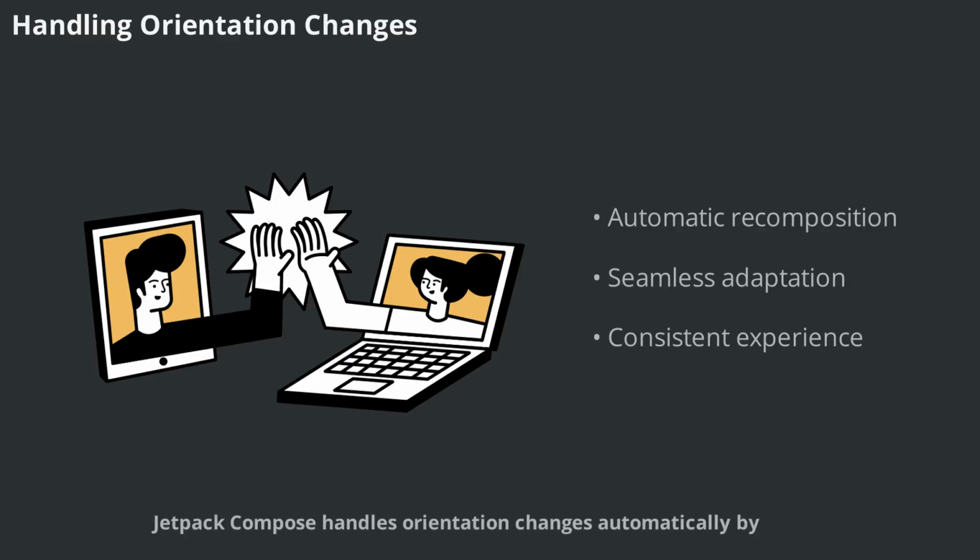Jetpack Compose handles orientation changes automatically by recomposing the UI based on the new configuration. Composable functions defining the layout and behavior are reevaluated with the updated orientation, allowing the UI to adapt seamlessly. This automatic handling reduces the need for manual intervention and ensures a consistent user experience across different device orientations.